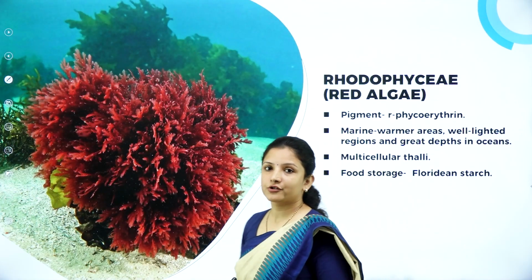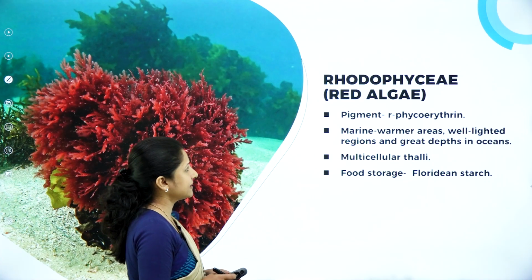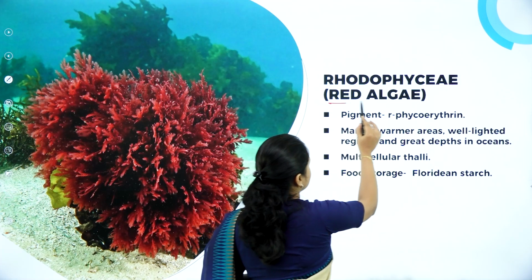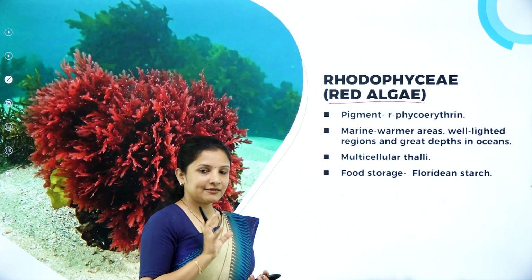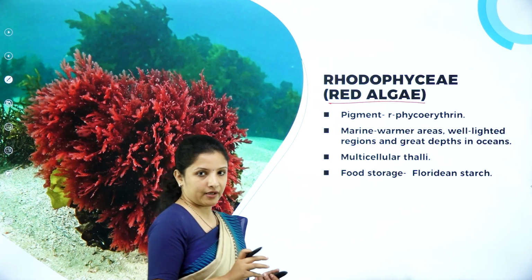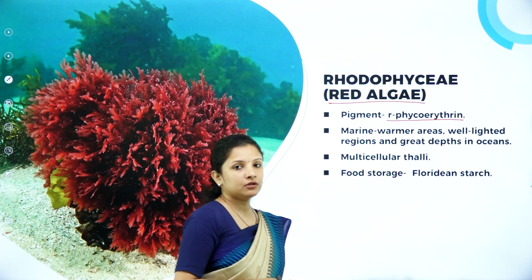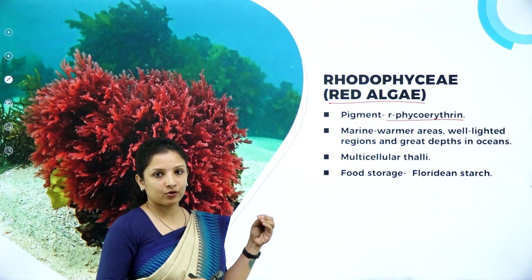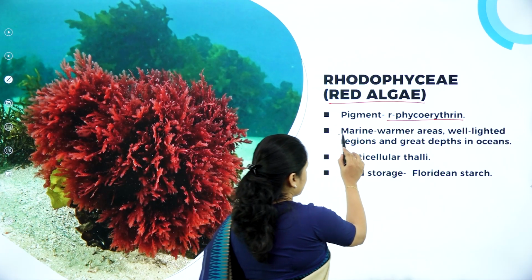So next, moving on to the third class of algae, Rhodophyceae, which is also called red algae because it is red in color. Why is it red in color? It has one particular pigment in abundance which is called R-phycoerythrin. So this R-phycoerythrin gives it a red color. And these are marine forms.